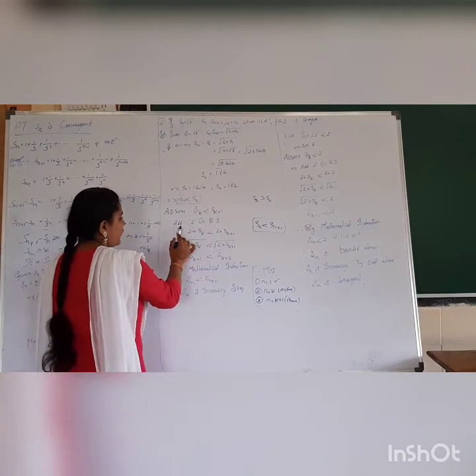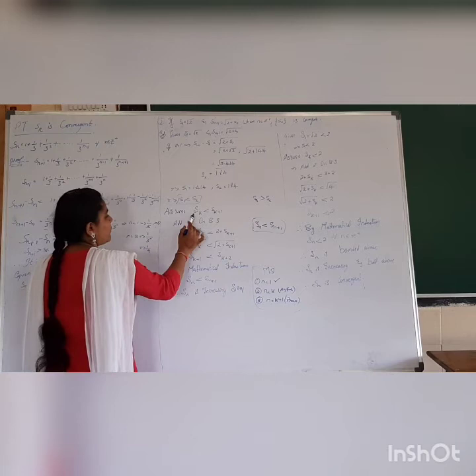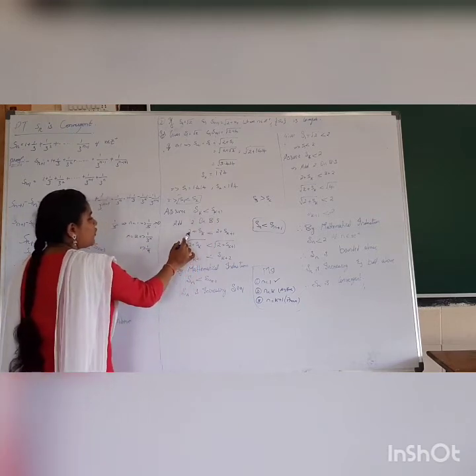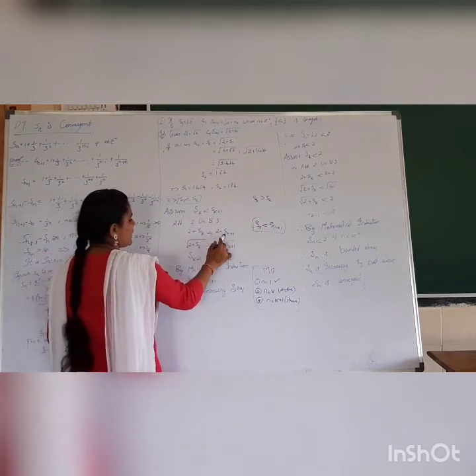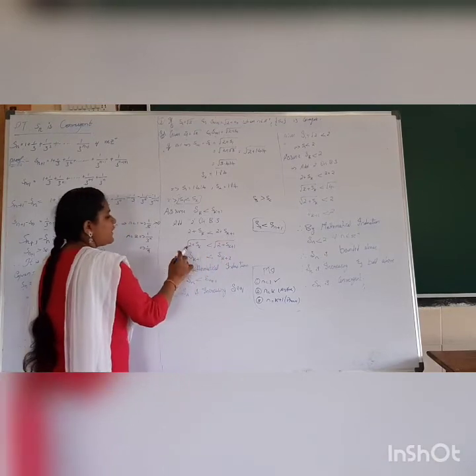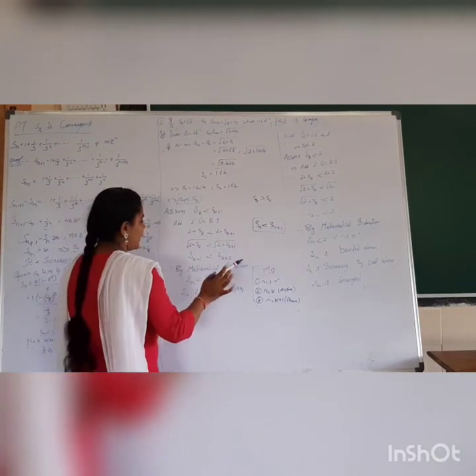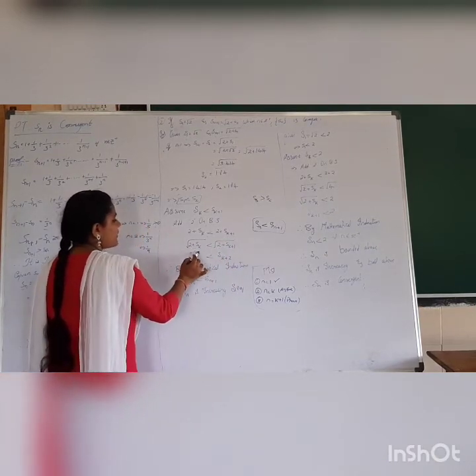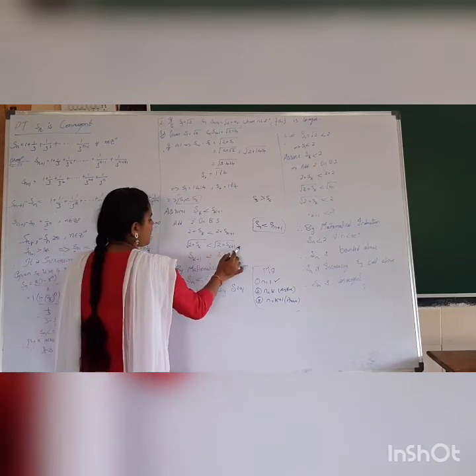And what are we doing in the next step? We are adding 2 on both sides of this inequality, that is, 2 plus Sk is less than 2 plus Sk+1. After that, we are taking the square root on both sides of the inequality, that is, root of 2 plus Sk is less than root of 2 plus Sk+1.